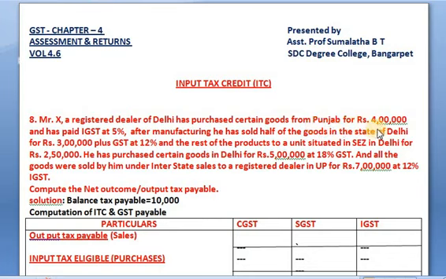For 4 lakh rupees, and has paid IGST at 5%. So Delhi and Punjab is an interstate transaction, and here IGST is applicable. He has paid 5%.